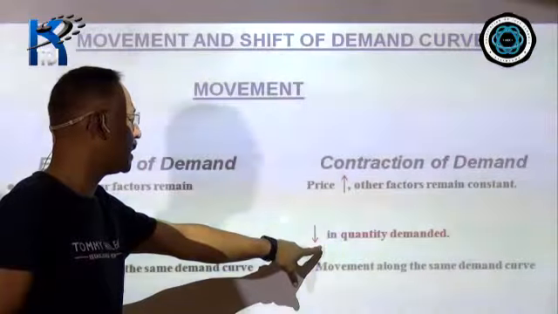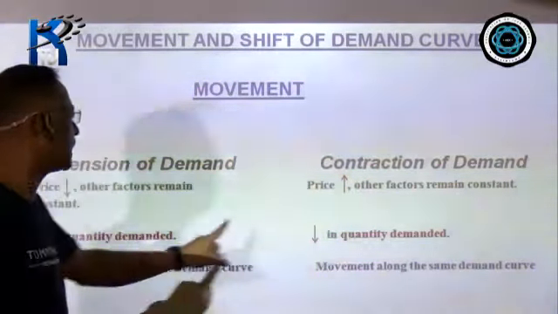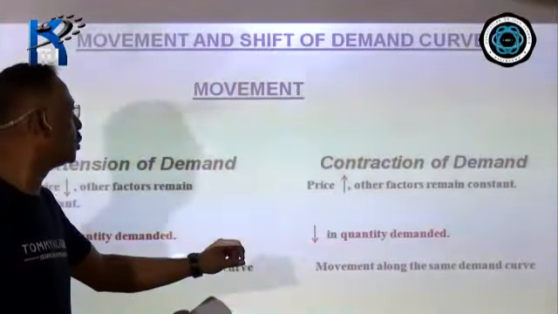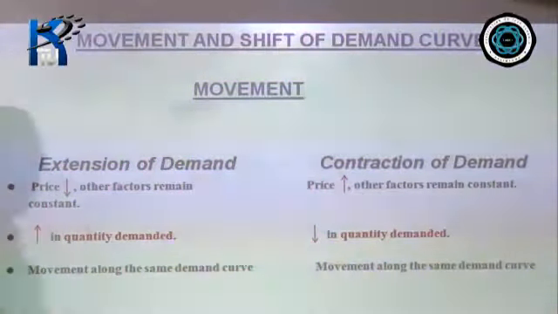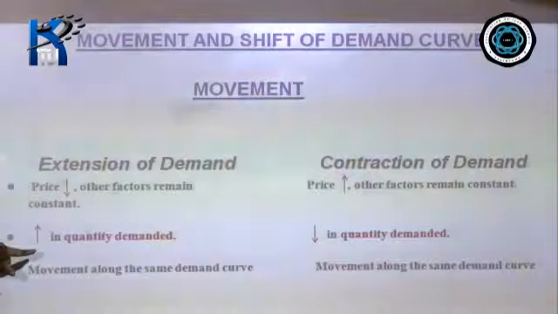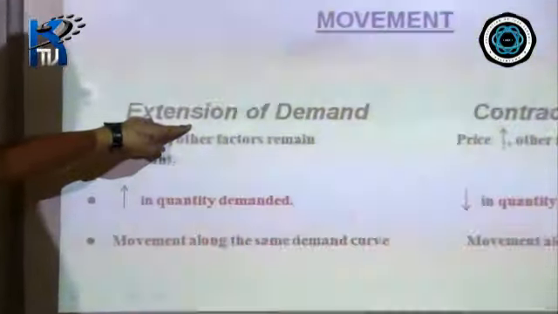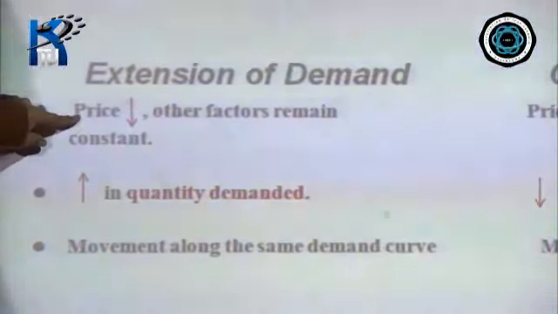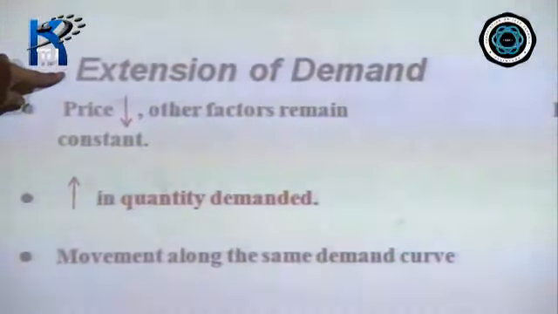Remember, you should write decrease or increase in quantity demanded, not increase and decrease in demand. Increase and decrease in demand should be written only in the topic shift. Once you know that there is an increase in the quantity demanded for extension, then obviously the price should fall. So we start with extension of demand.